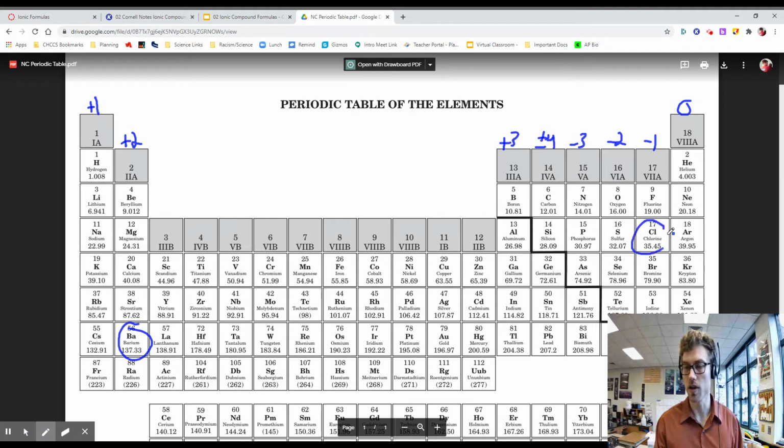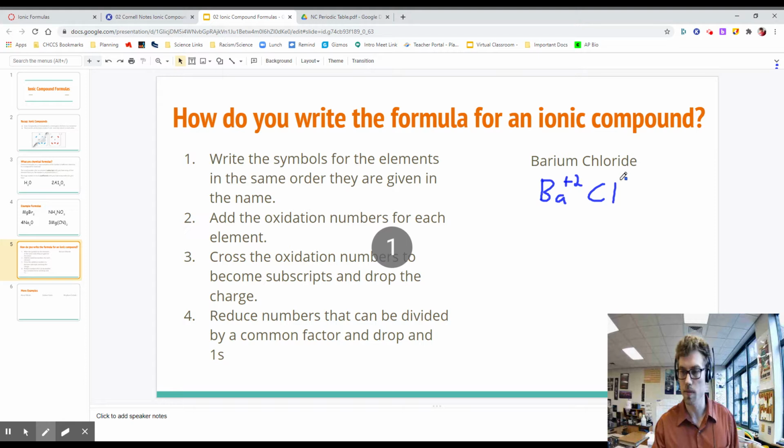Chlorine, all the way over here on the right, is in group 7A. It's got a -1 oxidation number. So -1. Okay, so we added the oxidation numbers. That was step number 2.